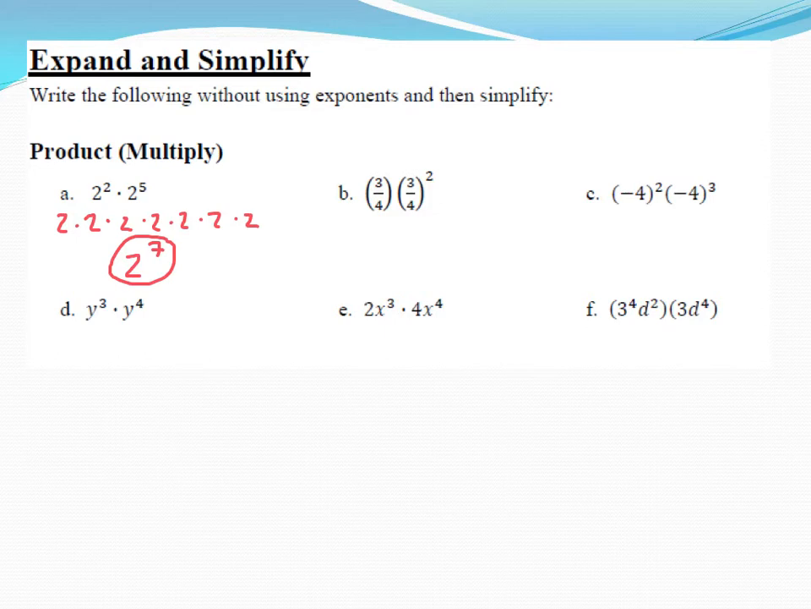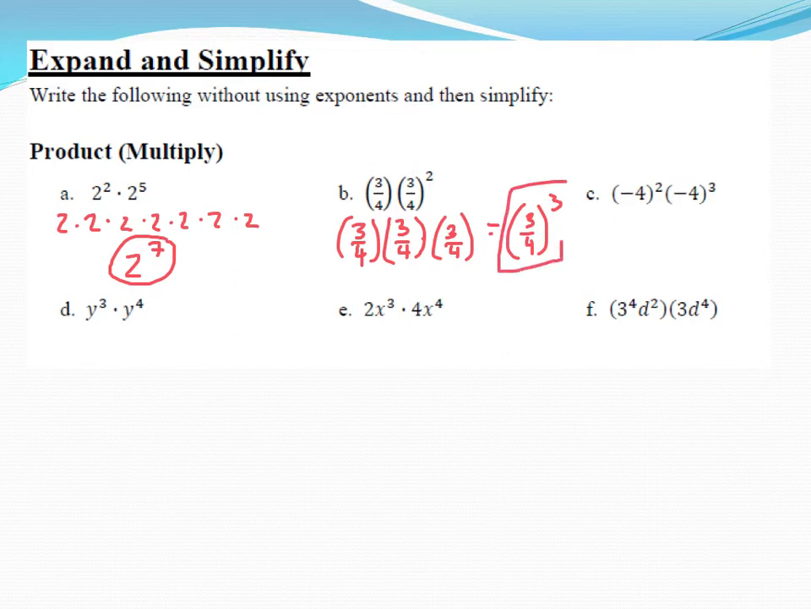Now I have 3/4 times 3/4 to the 2nd power. So again, let's expand this. That means 3/4 times, put parentheses there, 3/4 to the 2nd power. If we look at this one, I have 3/4 multiplied by itself 3 times. That means our base is going to be 3/4, and our power represents the number of times it's being multiplied together. So that's going to be to the 3rd power, and I'll just leave it at that.